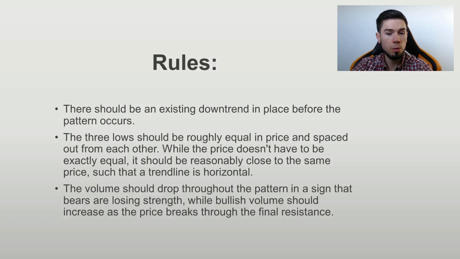The volume should drop throughout the pattern, a sign that bears are losing strength. Bullish volume should increase as the price breaks through the final resistance. So you will be able to see that the green color of the volume is dominating while the third bottom occurs, because that is the volume which is more powerful than the red one. The red one is for the bears. And of course it makes sense. That's why they were not able to break below the line of our support, which is horizontally forming the triple bottom. And we take control of the market, so we have more volume, we're dominating. And I'm sure that makes sense to you.